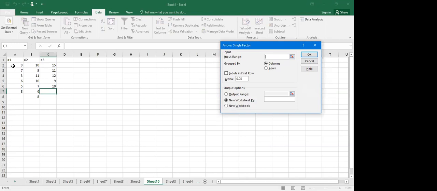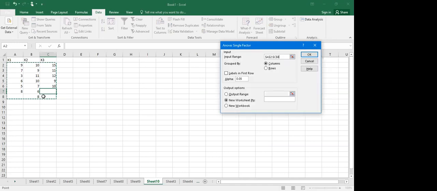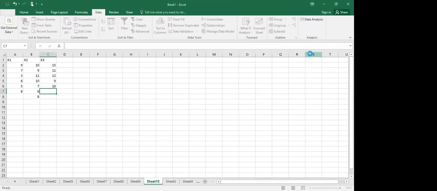So look at what I'm going to do. Our data starts from row 1, column 1, column A. I highlight where our data is, from A2 to C8. Can you do that? Yep. Okay. And I click output range. You have done this before. And I just choose anywhere I want the result to be. Then okay.